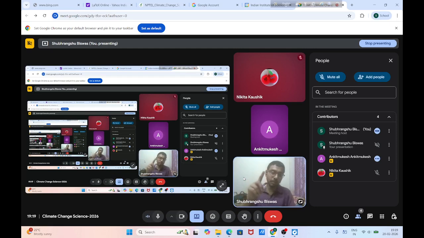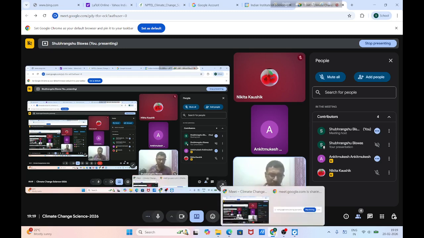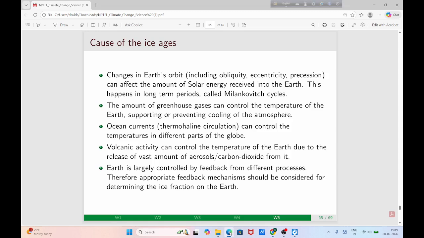And precession is the orientation of the axis of the Earth, which might change. Let's say you have seen a top rotating. If you release the top, it will rotate, and during the rotation it will show another kind of rotation of the axis. It is known as precession. So these are the things due to which the amount of solar radiation or solar energy received is changed.